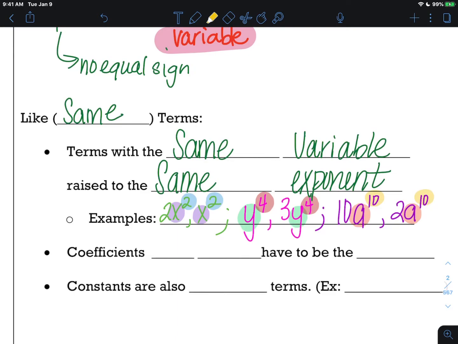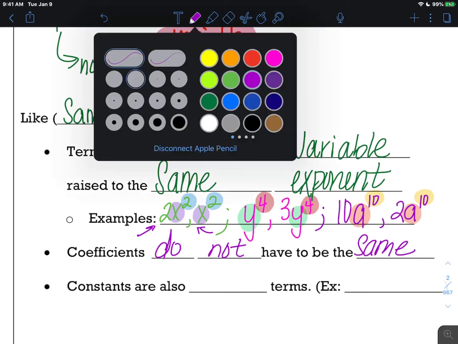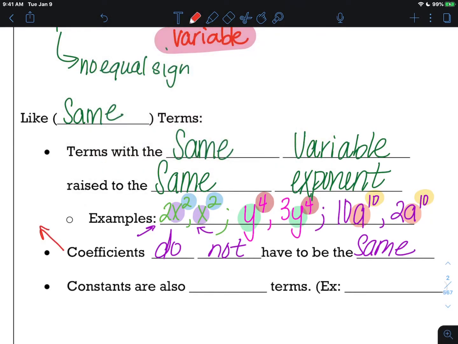So noticing, we don't care what the coefficient is. What we care about is they have the same base and the same exponent. Now, these coefficients do not have to be the same. So that means I can take my 2 and my 1 and they can combine together to make 3. Coefficients, in my mind, are something like a counter, right?